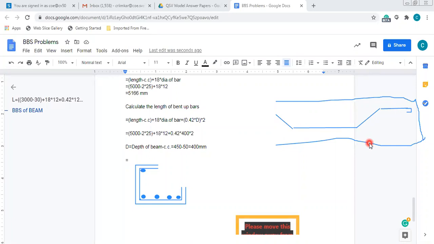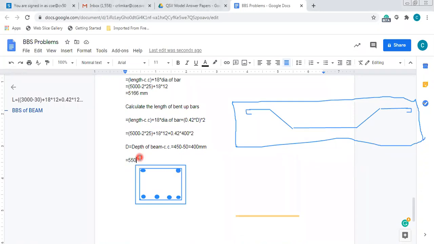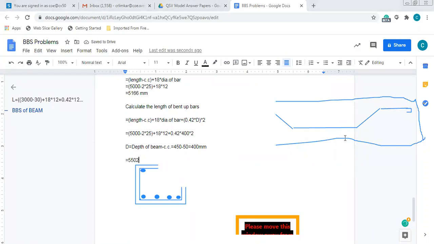10,596. How is it 10,596? I just want the length of the bent up bar. Length of a single bent up bar. We are not dealing with the number of bars, 2 bars. That is why I multiplied it by 2. Do the calculations correctly. I think the answer for the length of the bent up bar comes as 5502. Please check the calculations at once. Yes, 5502, correct. Mayuri has given the correct answer.